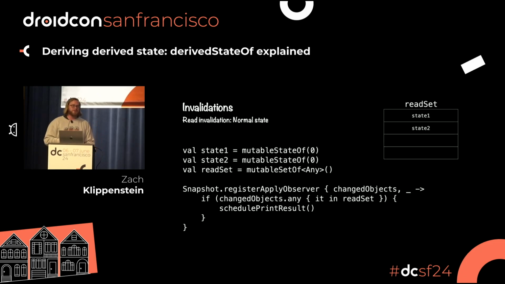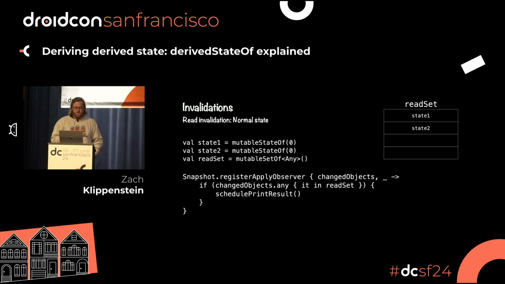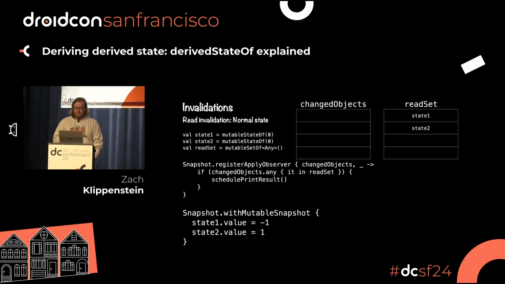Now phase two, we've got to know when something changes later. This is what register apply observer does. So register apply observer gets called whenever a snapshot is applied to the global snapshot, and it gets passed a set of all the state objects that were changed in that snapshot. So we're going to create a snapshot here, and we're going to change some states. When we change state one, the snapshot is going to track, okay, something changed state one inside this snapshot. And change state two, it's going to track that as well.